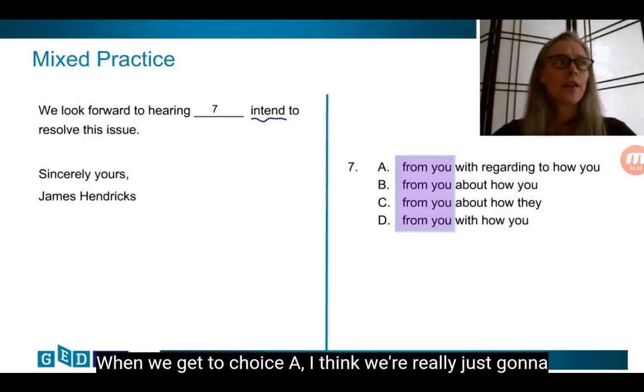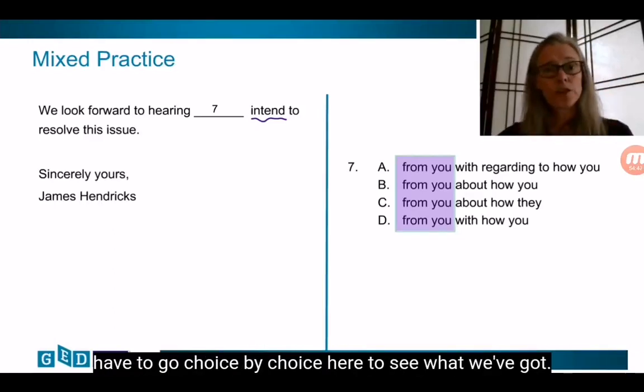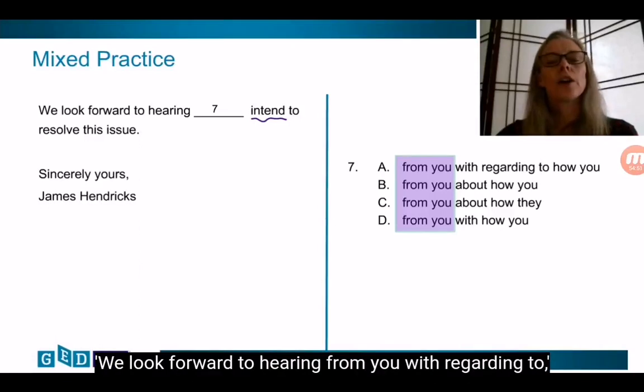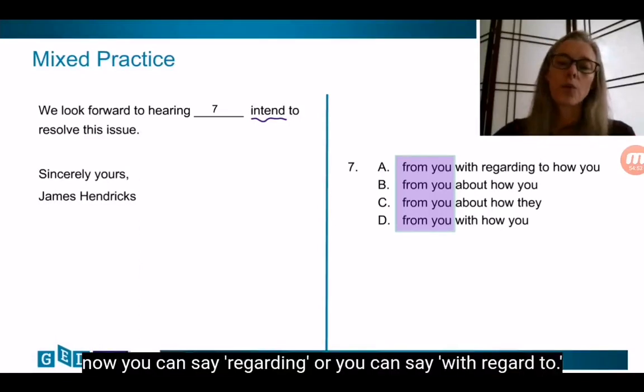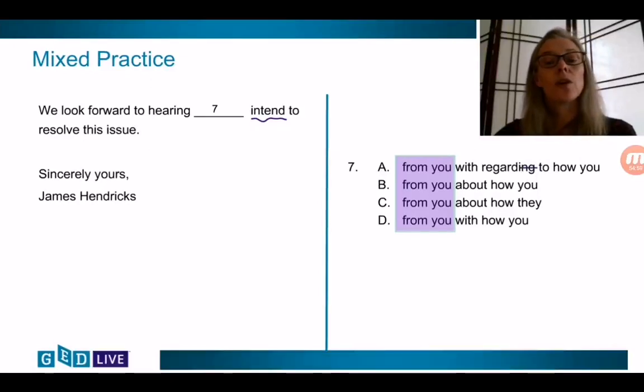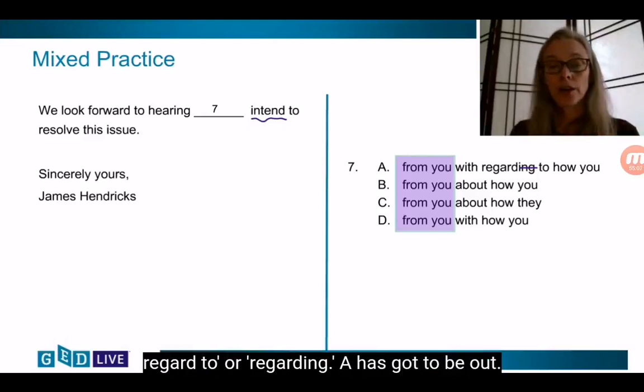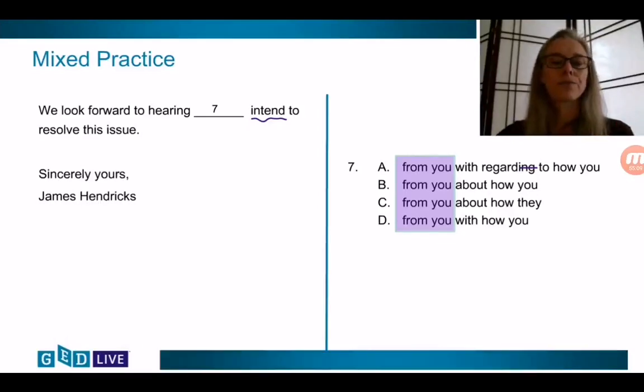When we get to choice A, I think we're really just going to have to go choice by choice here to see what we've got. We look forward to hearing from you with regarding to. No. You can say regarding, or you can say with regard to, but the "ing" and the "with" and "to" together don't work. Two choices, with regard to or regarding. A's got to be out.